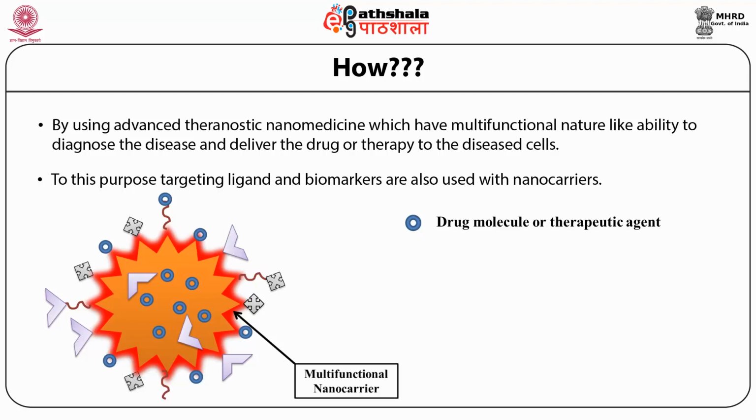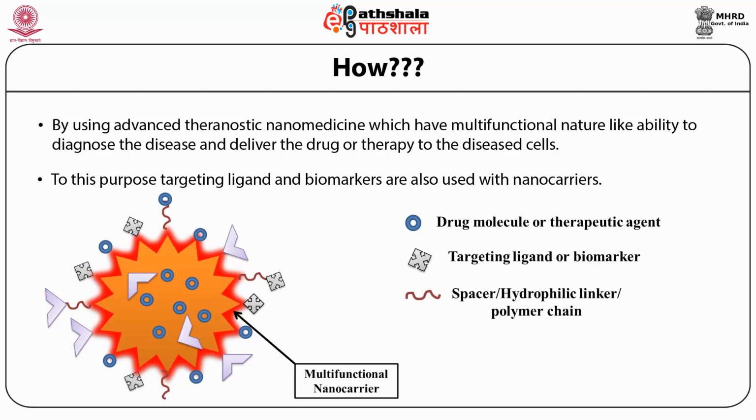The second thing, you can conjugate the targeting ligand or the biomarker on the surface of the nanocarrier. The red zigzag line is showing the spacer or the hydrophilic linker or the polymer chain used to link the other functionalities to the surface of the nanocarrier. And the last is the diagnostic agent. The diagnostic agent either could be loaded into the nanocarrier or could be conjugated at the surface, either directly or by some linking agents.